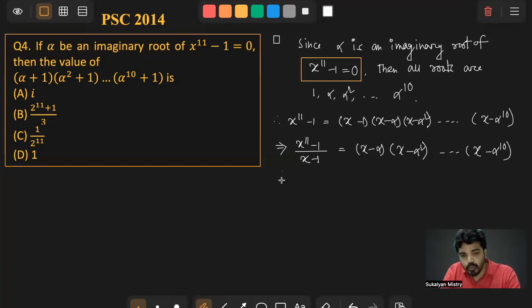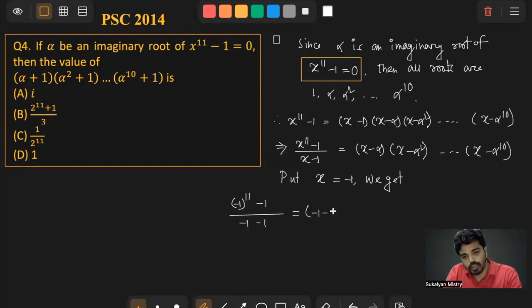Okay. So put x is equal to minus 1. So we get minus 1 to the power 11 minus 1 divided by minus 1 minus 1 equal to minus 1 minus alpha into minus 1 minus alpha square up to minus 1 minus alpha to the power 10. Okay. So this will be minus 1 to the power 11, that is minus 1. So minus 1 minus 1, that is minus 2, divided by minus 2. So that will be 1.